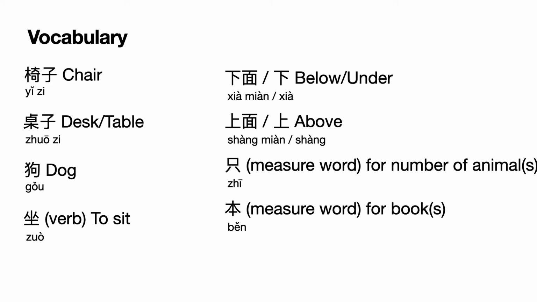下面 or 下 below or under. 上面 or 上 It means above. 只 It's a measure word for numbers of animals. 本 It's a measure word for numbers of books.